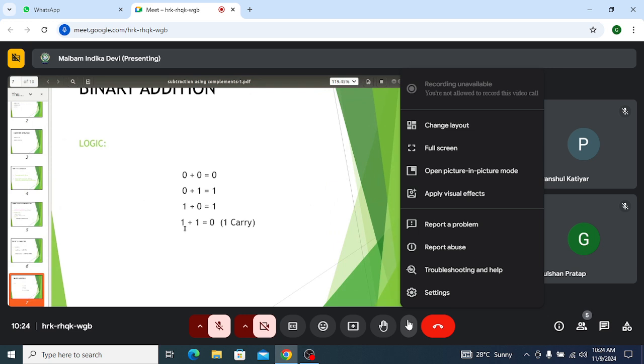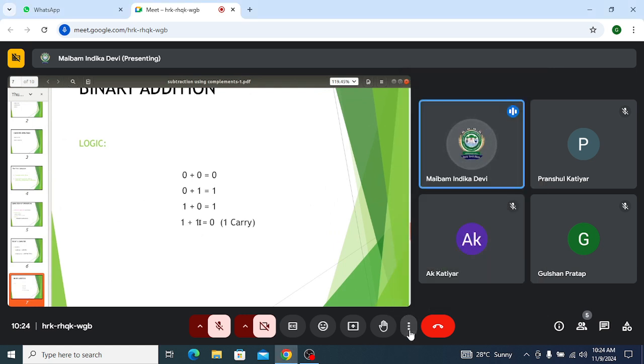Now if you add 1 plus 1, normally in decimal numbers you get 2. But the digit 2 is not present in binary numbers. Only 0 and 1 are available. So instead of 2, you represent the binary form of 2, that is 01. Out of the 01, the 0 will be the answer, so 1 plus 1 is 0, and the remaining 1 will be a carry. Clear?